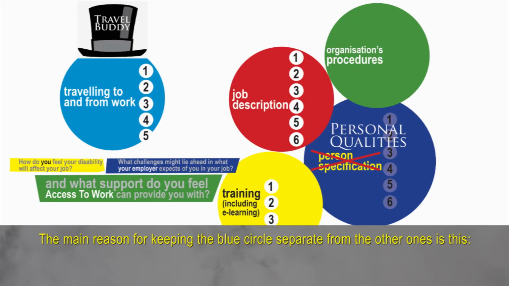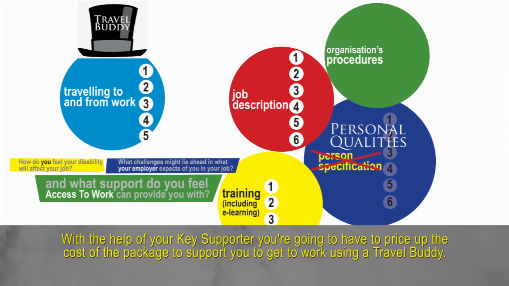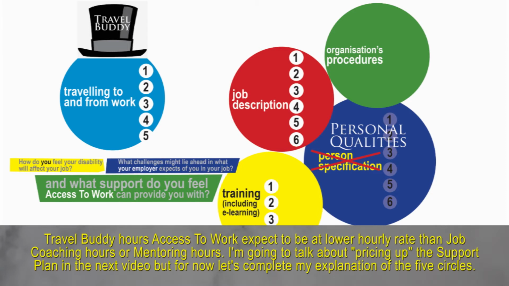The main reason for keeping the blue circles separate from the other ones is this. With the help of your key supporter, you're going to have to price up the cost of the package to support you to get to work using a travel buddy. Travel buddy hours Access to Work expect to be at a lower hourly rate than job coaching hours or mentoring hours. I'm going to talk about pricing up the support plan in the next video, but for now, let's complete my explanation of the 5 circles.